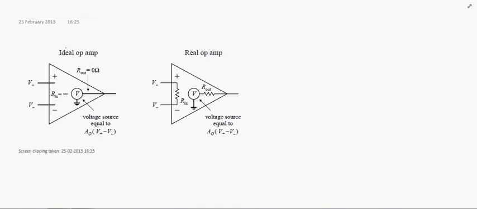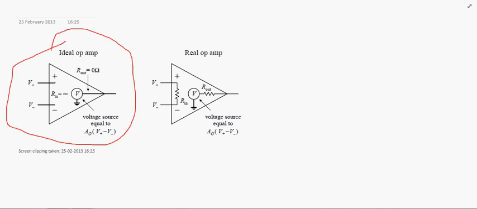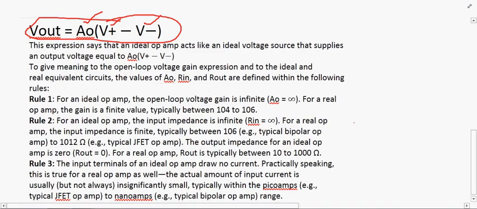You can see here the diagram of an ideal op-amp. Here the resistance is infinite. There is an open circuit between the two terminals and therefore it cannot draw any current inside. Rule 3 is that the input terminals of an ideal op-amp draw no current, which is the same as the previous one. Practically speaking, in a real op-amp, we also say that it draws a negligible amount of current.